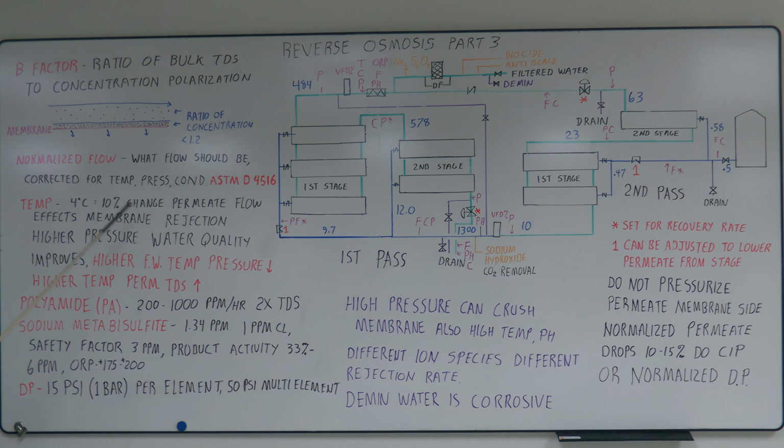Now here's a reverse osmosis drawing. It's a 2-pass unit. See, the stages have taper. This is a 3 to 2. This may have 7 membrane elements, and these may only have 6. It depends on the flow you need to limit the concentration polarization on the membrane.